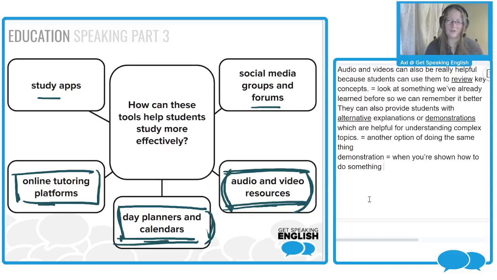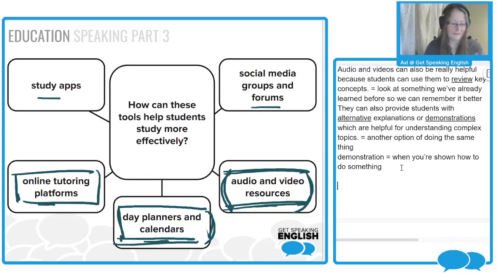So for example, if you're building something, it might be really, really helpful to have a video where you can see the steps, watch somebody do it in person, or not in person, but watch somebody do it in real time, right? And through that demonstration, it will help you learn it better, right? So yeah, a demonstration is when you're shown how to do something.